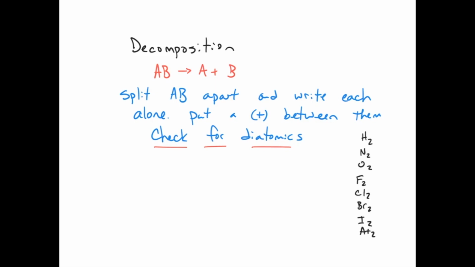They are as follows: H2, N2, O2, F2, Cl2, Br2, I2, and At2. That's H, N, O, F, and then all down group 17. These are elements that, when found by themselves, come in pairs.